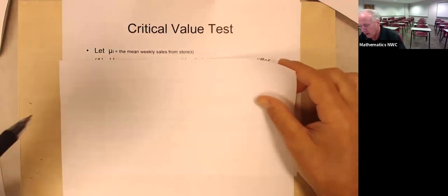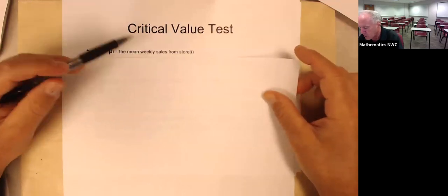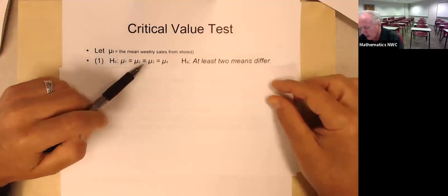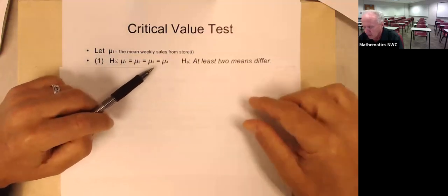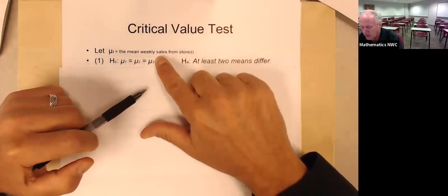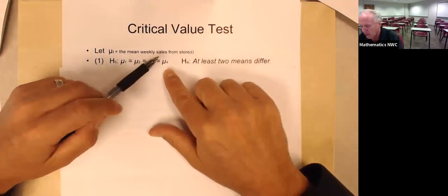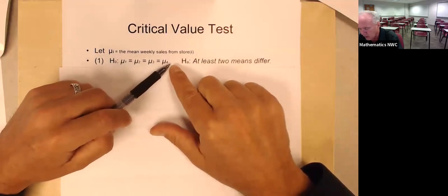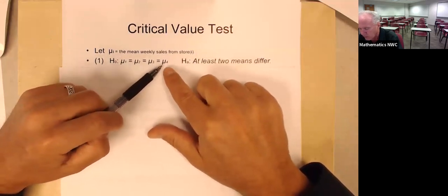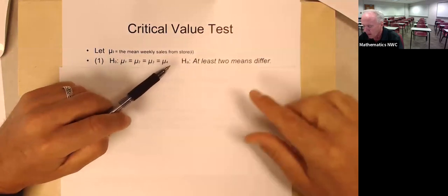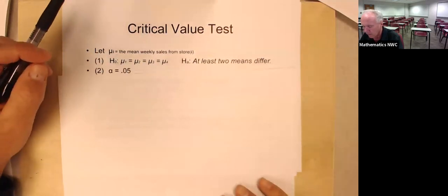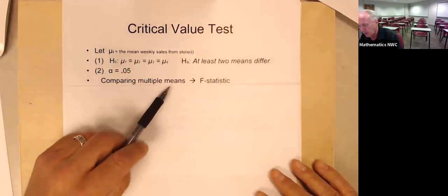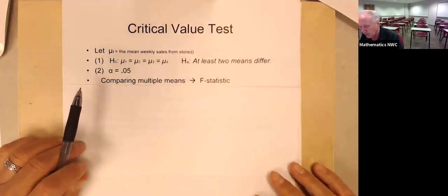Identify what mu is referring to. It's the average weekly sales. I start off by letting them all equal each other. If there were 3 of them, I would have had just that. There were 5 of them, I would have had 1 more here. Some of the problems in your book might have 5 or 3 or something. They won't all have 4. And at least 2 means differ. Alpha at 5%. I tell the audience I'm comparing multiple means. That's why I'm using an F statistic.